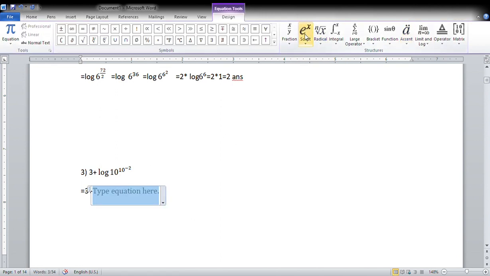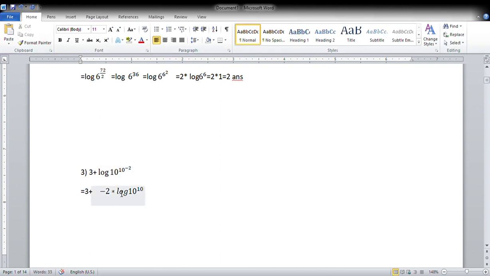So you can simply write log 10 to the power, this 10 will come to that side, that is log 10 with the base 10, and we can simply write minus 2 multiply. So in that case, log 10 with the base 10, both the base and the logarithmic number are the same. So simply you can write this to be 1, right?